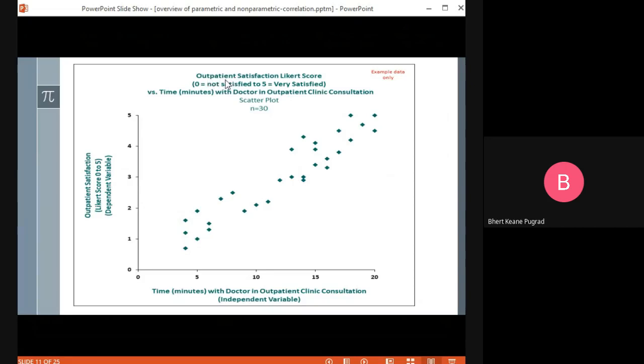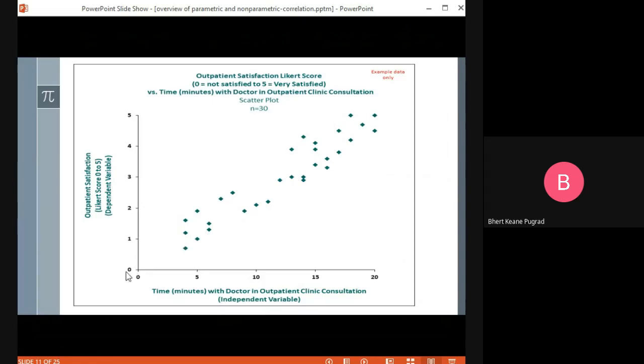We have the outpatient satisfaction Likert score, where 0 means satisfied and 5 means very satisfied, versus the time with the doctor in the outpatient clinic consultation. So this study tries to determine the relationship between the time with the doctor in outpatient clinic consultation and the satisfaction of patients in the OPD. Okay, so in this graph, we have different plots, no?